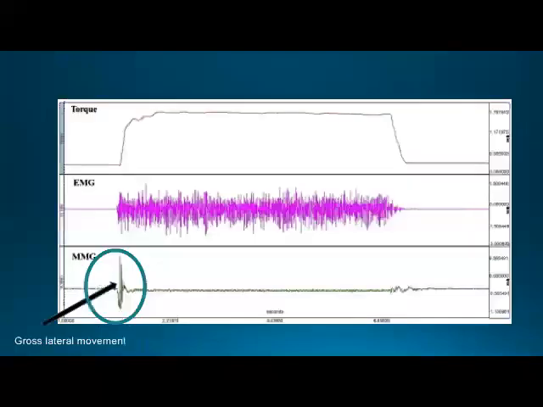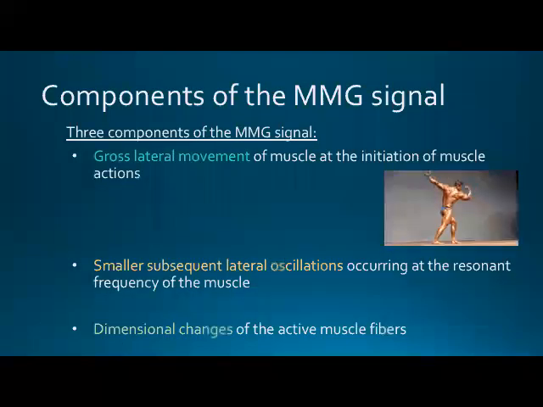So again, bodybuilder pose, have that massive quick contraction. We'll have that first blip. Then we have the smaller subsequent lateral oscillations at the resonant frequency of the muscle, and then we have a little dimensional change at the end as you release that contraction. So any change, shortening or lengthening of the muscle, you're going to see little blips like that.